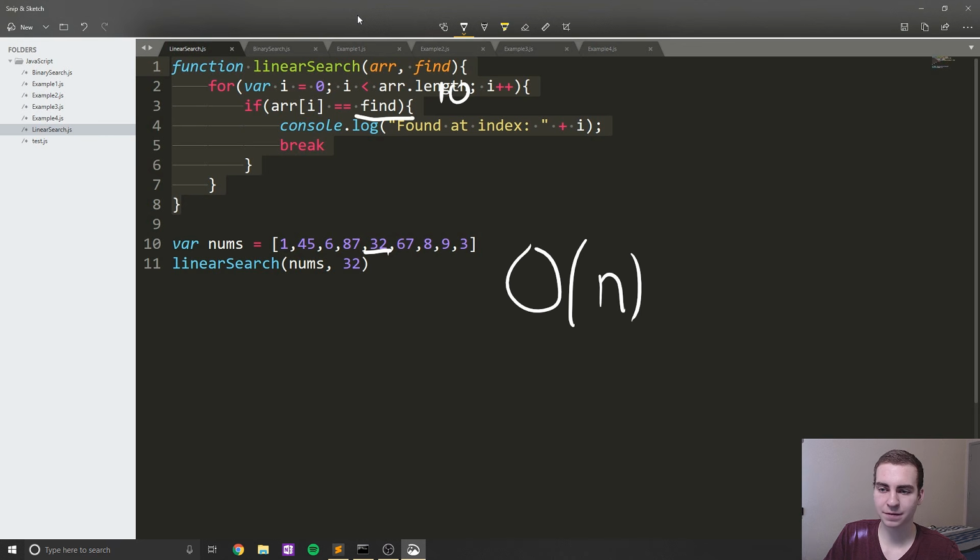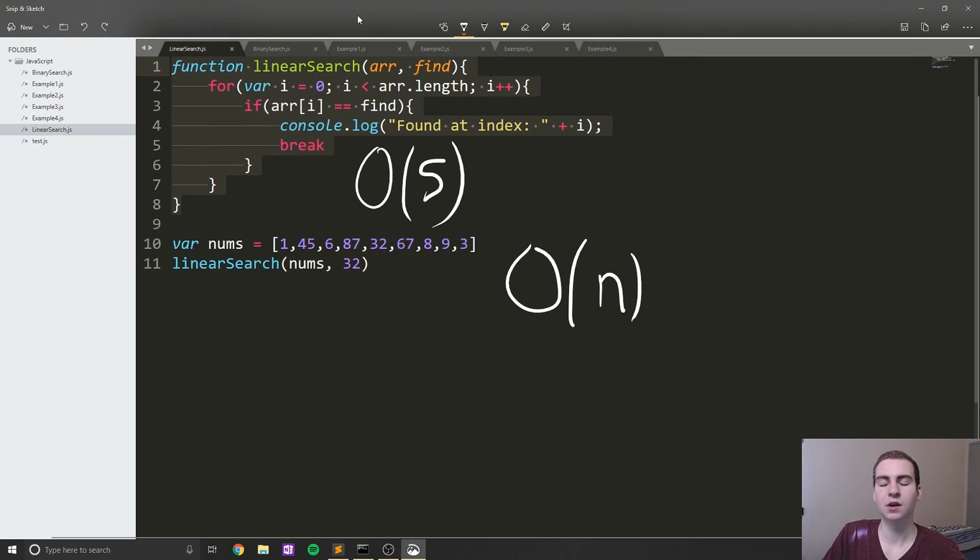But if we happen to find the element before we reach the end of the loop, we're done. We're going to break out of it, and we're not going to continue looping. So why wouldn't you say that this is big O of a constant, like 5? Because we only need to run that loop 5 times until we reach 32 and we end. Well, the thing is, we don't know how many times we might have to loop. In a worst case, this element 32 could have been at the end of the list, and in that case, it would have taken us n loops to find that element.